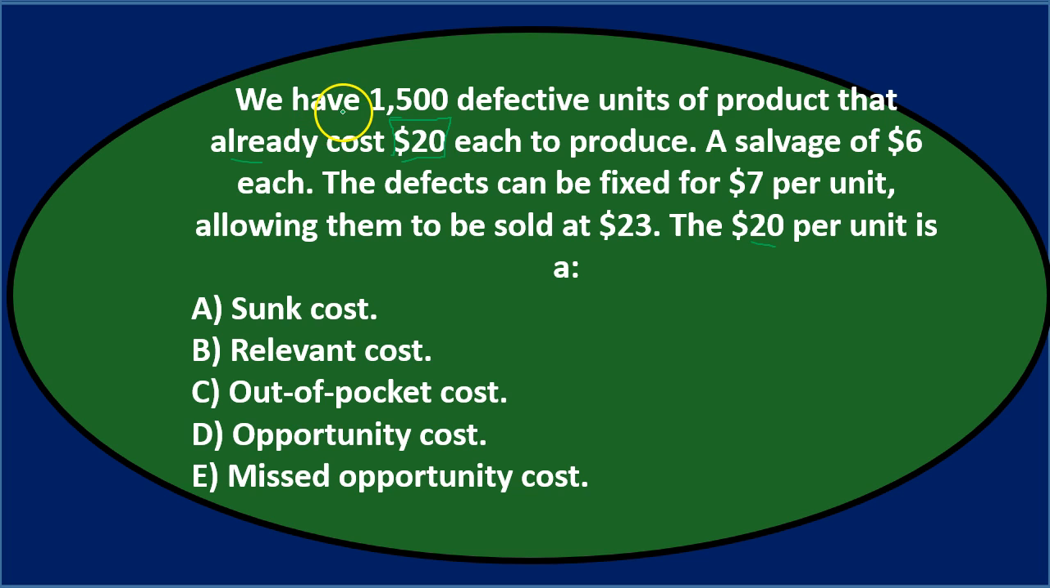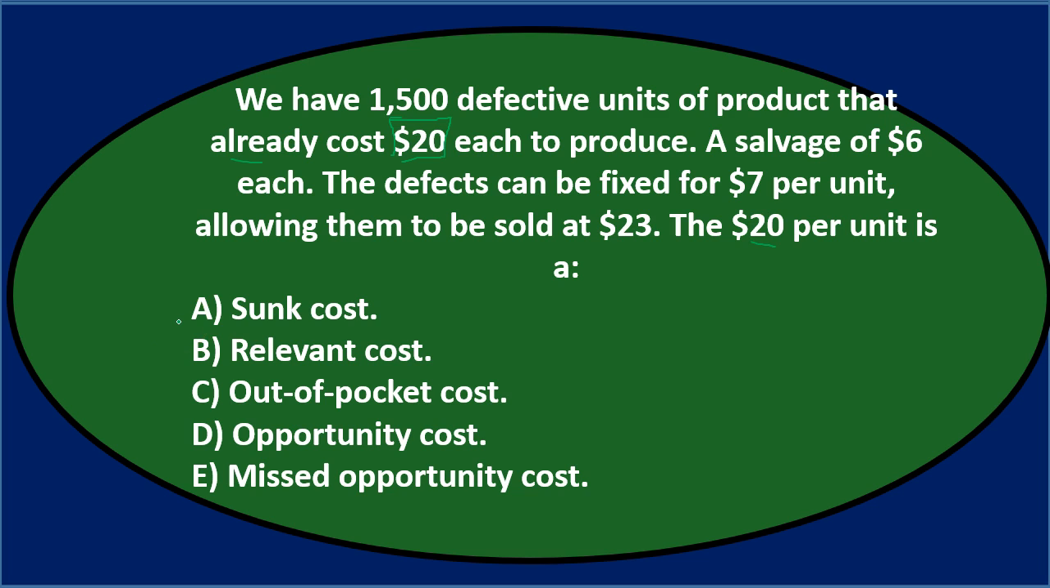Therefore, this 1,500 and the $20, the defective units, or the $20 cost per defective unit, is not relevant to the decision-making process because we're here, we're at where we're at. It is what it is. And that's kind of the trick to this type of question. We just say, okay, the $20 is irrelevant as of now. What's the term that means irrelevant?